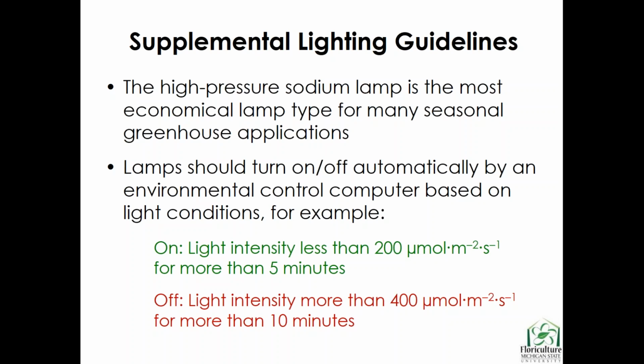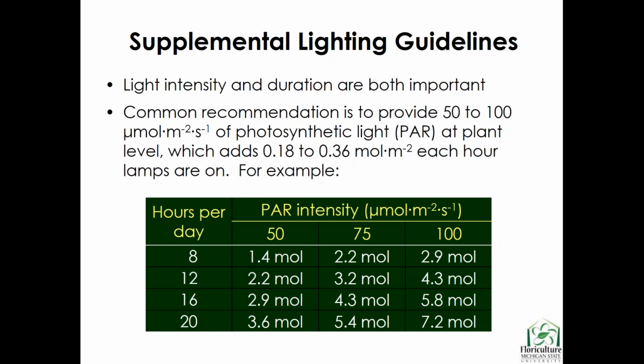So in terms of high pressure sodium lamps, the number of times you turn them on and off is going to affect the bulb. So one way to turn them on and off is if the light intensity is less than 200 micromoles for more than 5 minutes, you can turn them on. Or turn them off if the light intensity is greater than 400 micromoles for more than 10 minutes. And this is a good strategy, especially with HPS lamps, to really save the life of that bulb.